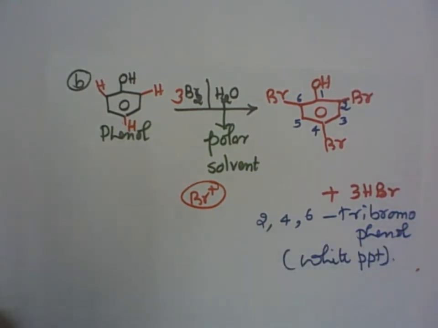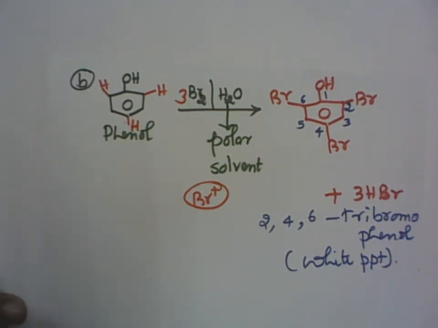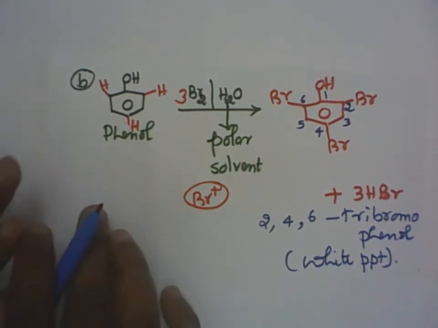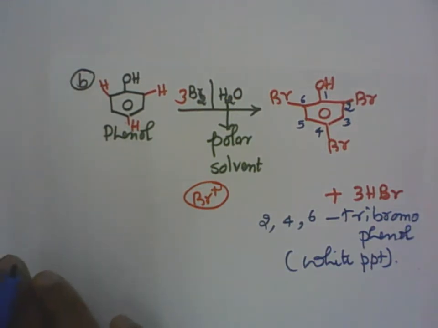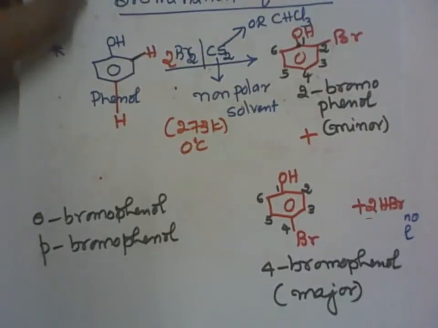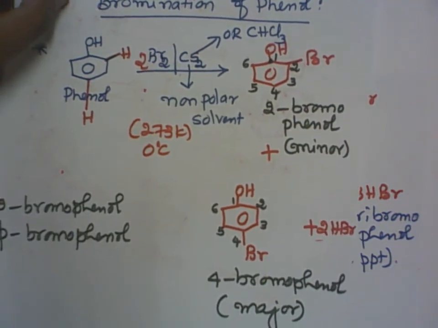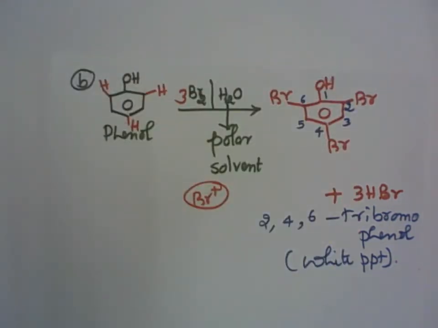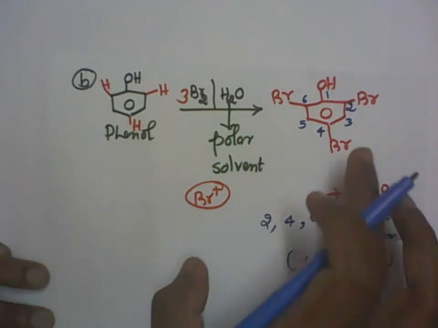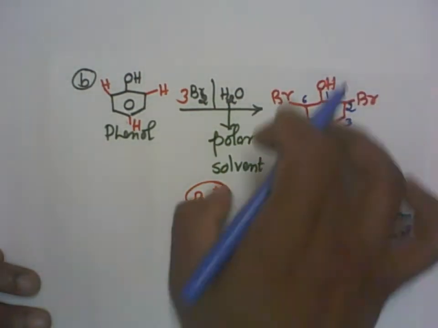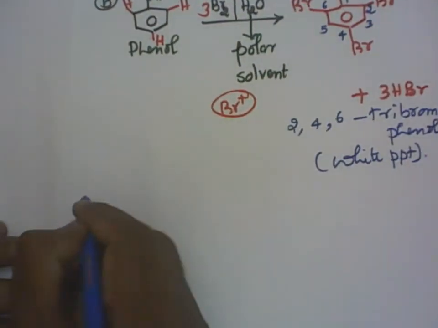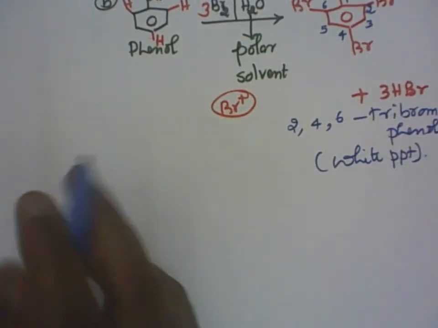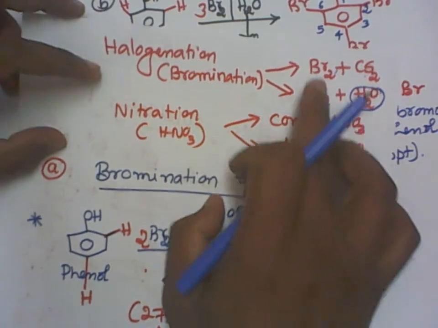And you'll get a white precipitate. Right? So two reactions. The first reaction, with bromine in carbon disulfide, will give ortho and para products. Next one, with bromine water, will give only one product, the tri-substituted product. Okay. Now, the second set of reactions. The first set was the bromine reaction, bromination.